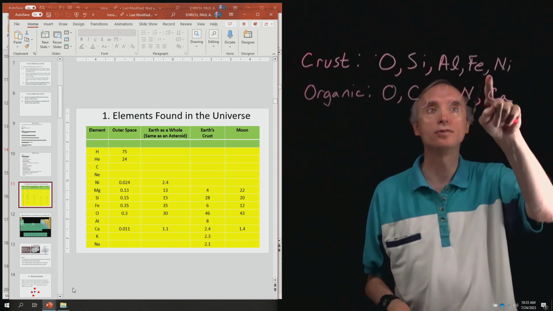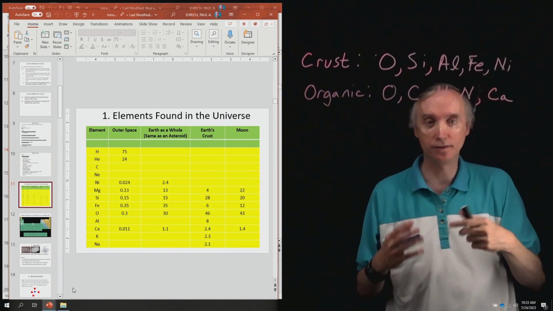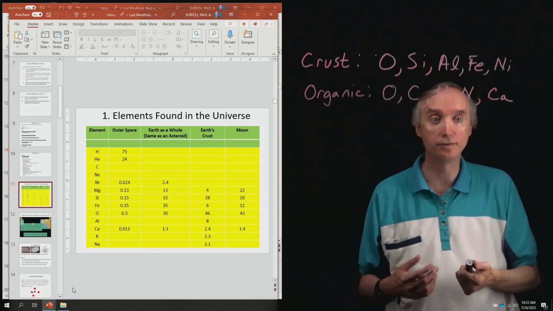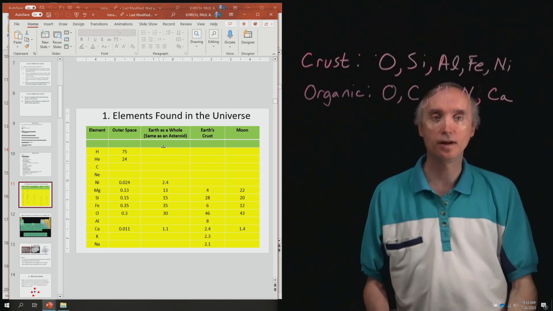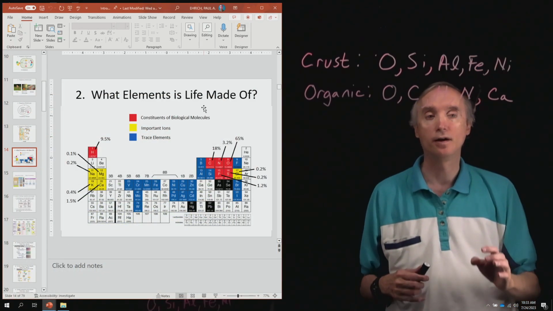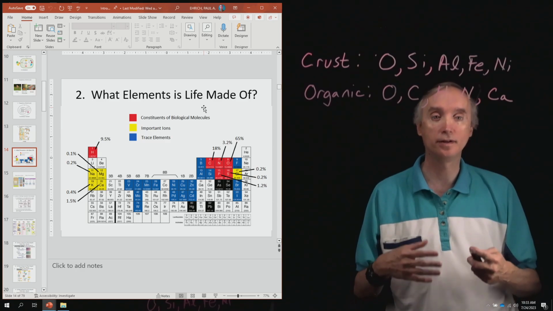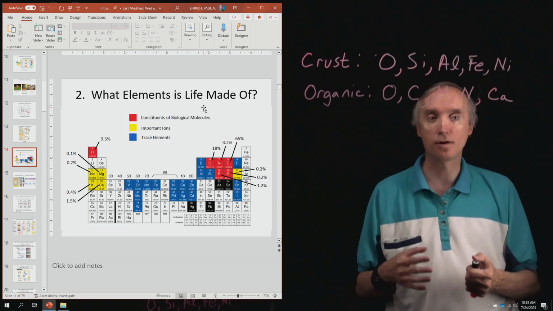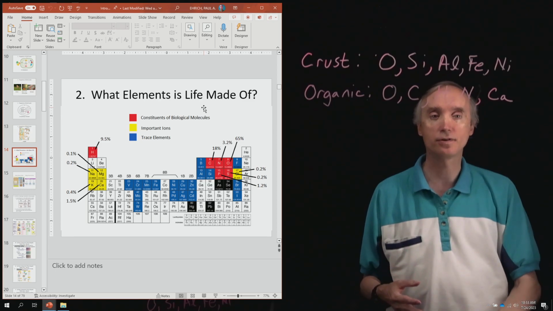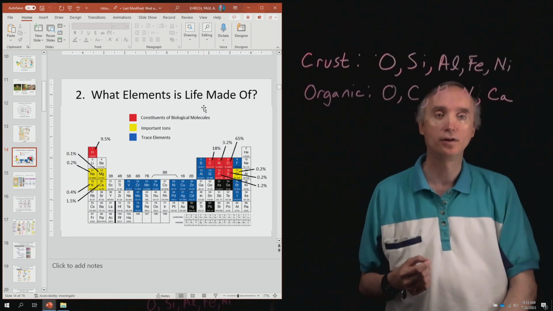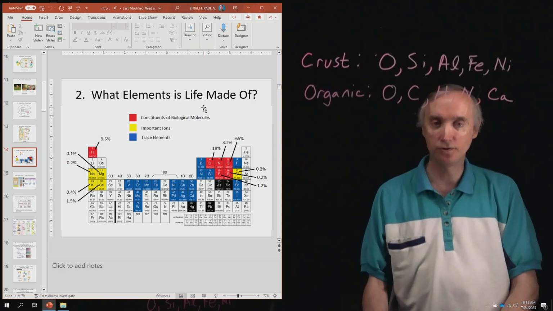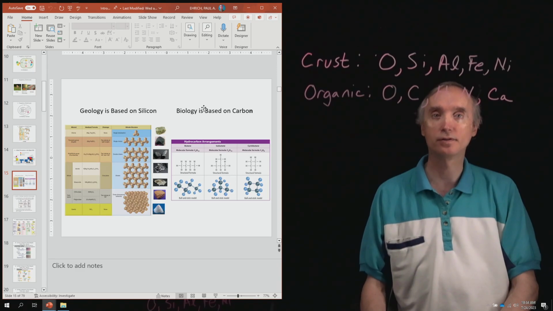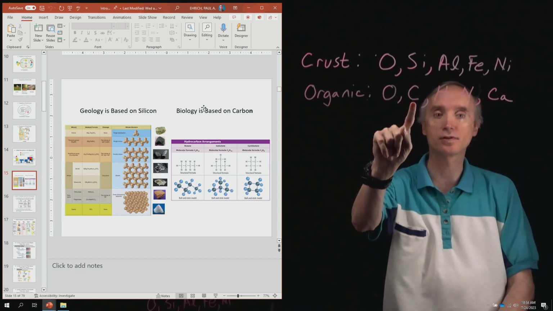And also, iron is inside of your body, in your blood, in your hemoglobin. So there are certain elements that are going to be found both in the crust of the Earth and in organic materials, but there are going to be certain kinds of materials that are almost exclusively found in organic materials. And so what we want to do is make a comparison of silicon versus carbon.